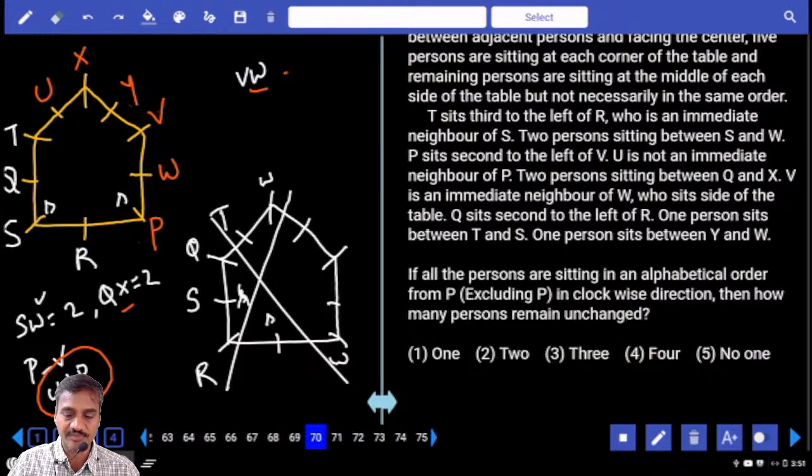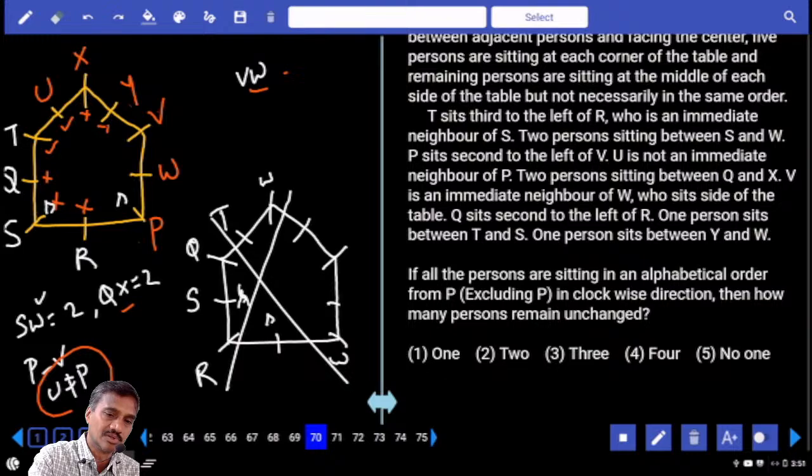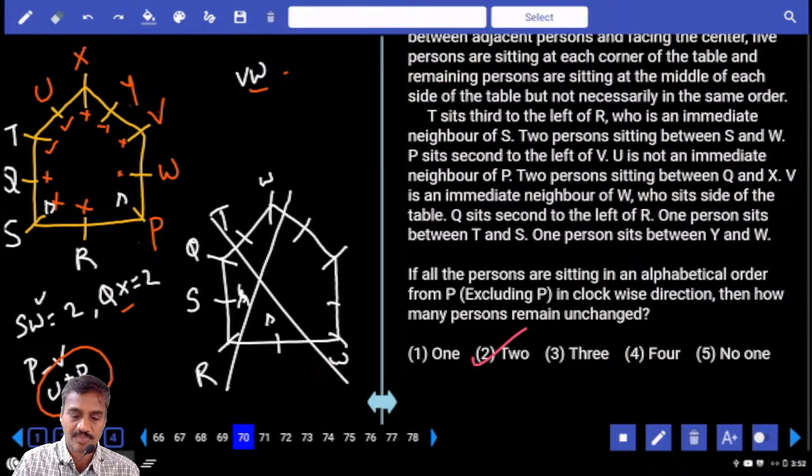Then coming to 70, if all the persons are sitting in alphabetical order from P, then how many persons remain unchanged? P, Q, R, S, T, U, V, W, X, isn't it? And Y. Then how many persons remain unchanged here? 2 persons. And who are those 2? T and U are the 2 persons who remain at the same place, that is the choice to question number 70.